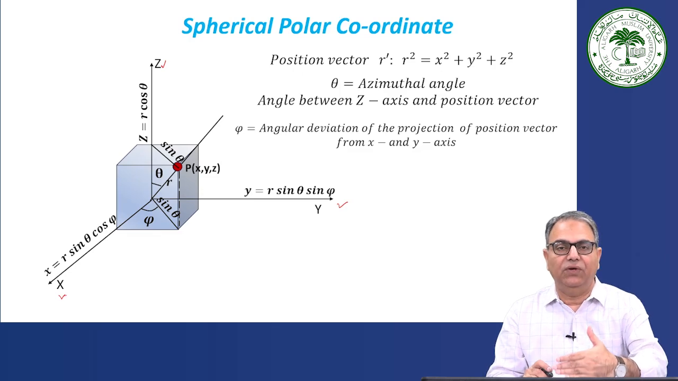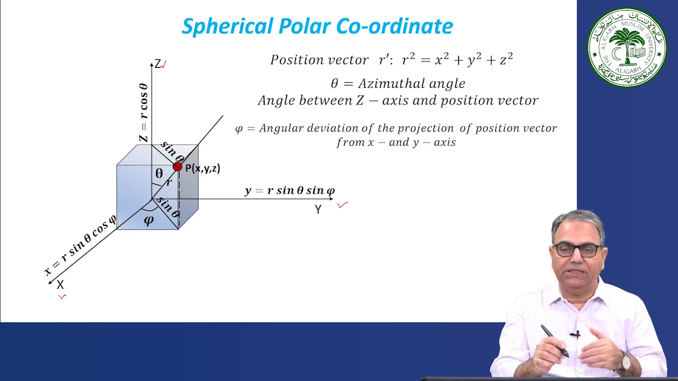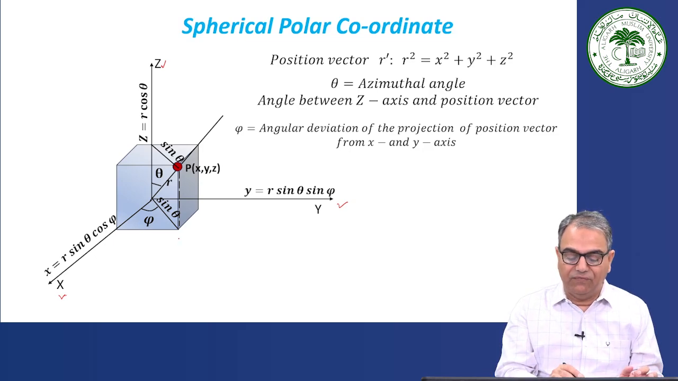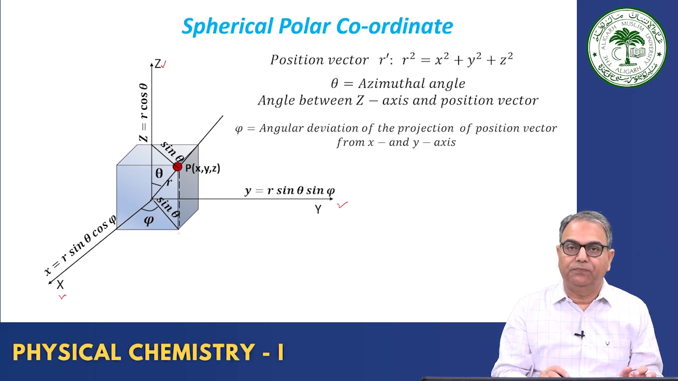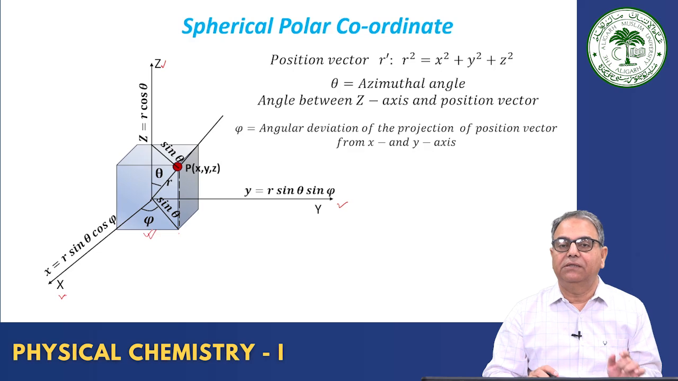So if you have an xy plane and you drop a perpendicular on the xy plane, then after dropping that perpendicular, again you draw a line from that point in the xy plane to the origin, and whatever angle this line is making with the x axis is called phi. So phi is the third coordinate.